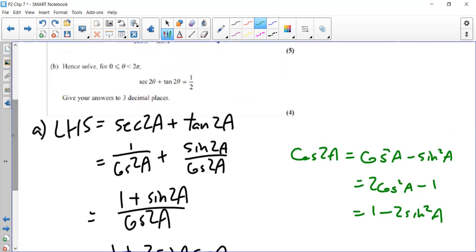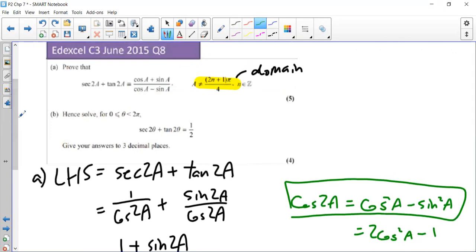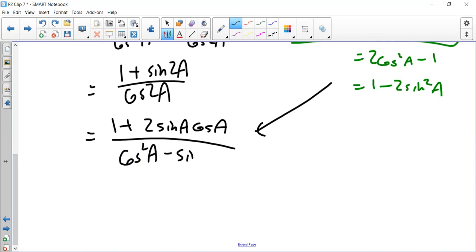I will choose the first one. The reason is that on the right-hand side, we can see from the equation that there is cos a with the sine. So there are cos and sine. Therefore I'm going to use that one. So I'm going to make cos 2a into cos squared a minus sine squared a.